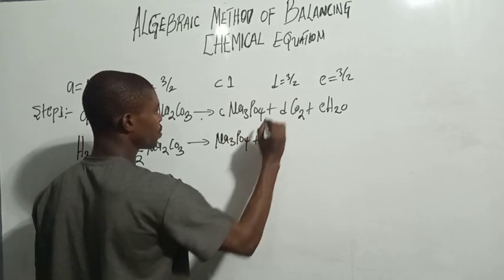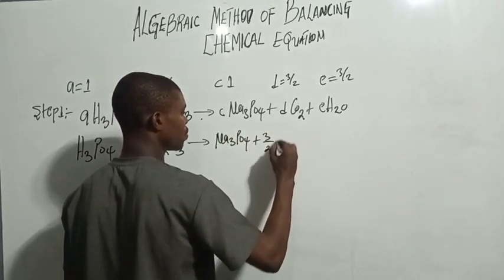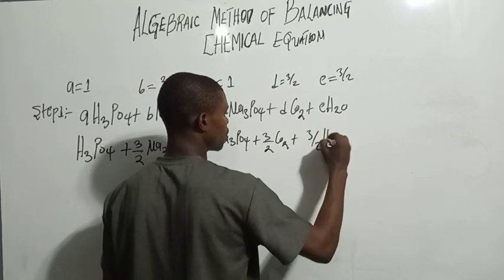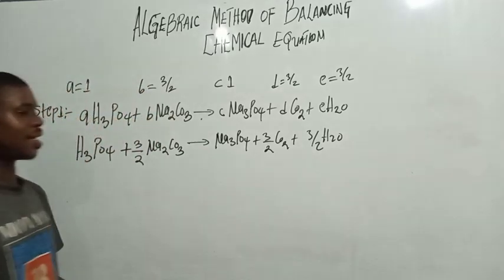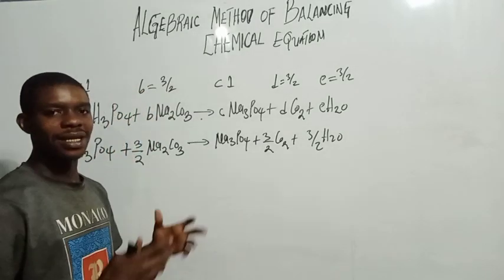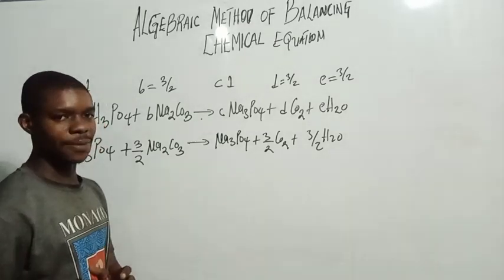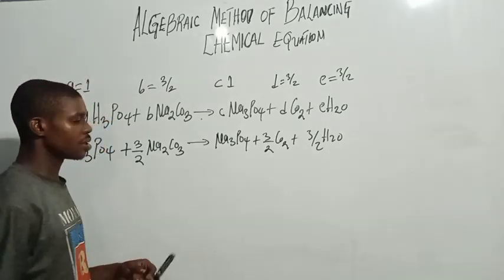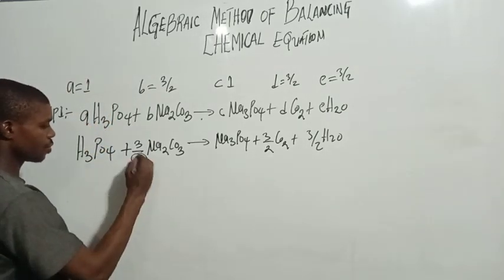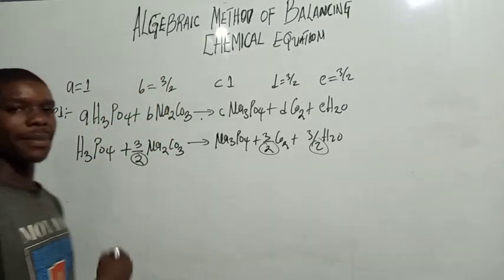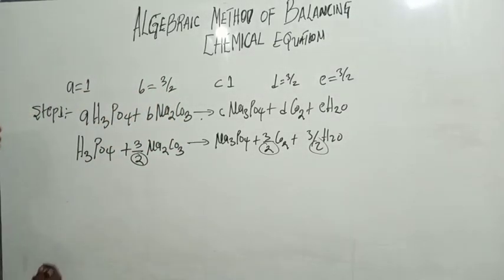Na3PO4 plus 3/2 CO2 plus 3/2 H2O. So what I want to do here is multiply through by the LCM to convert the fraction to linear. How do you convert a fraction to linear? By multiplying by the LCM. If you look at the denominator, it is 2, 2, 2, so you want to remove the 2 here. So you are going to multiply by 2.